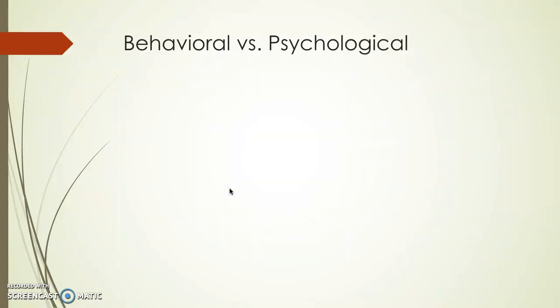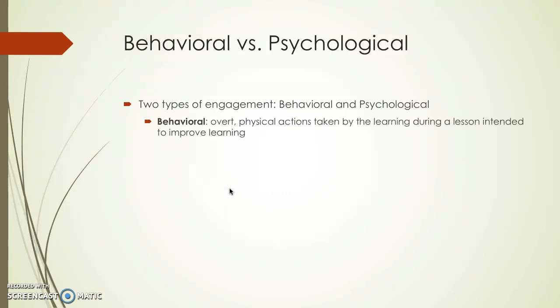All right, so when we talk about engagement, we're really talking about two different kinds, which would be behavioral versus psychological. When we're talking about behavioral, we're talking about overt physical actions that are taken by the learner during a lesson intended to improve learning. So that's actually going to be any sort of physical action that's done by the student.